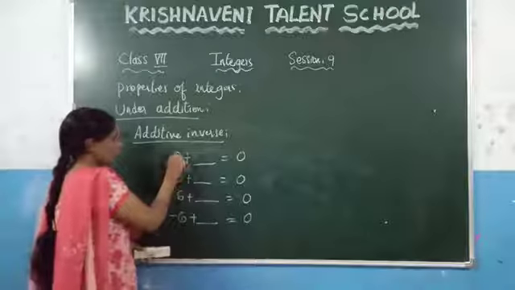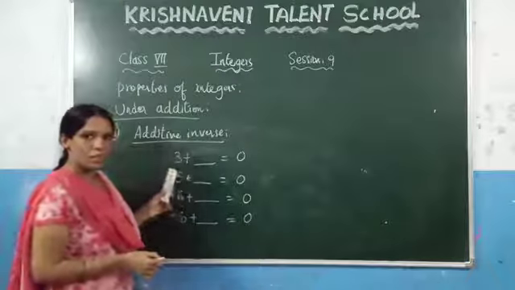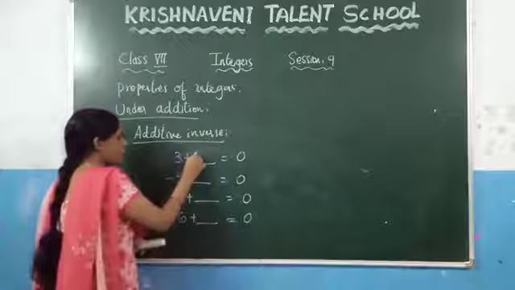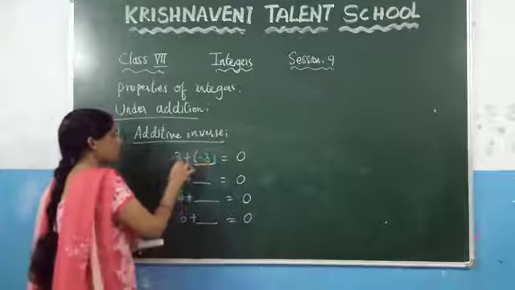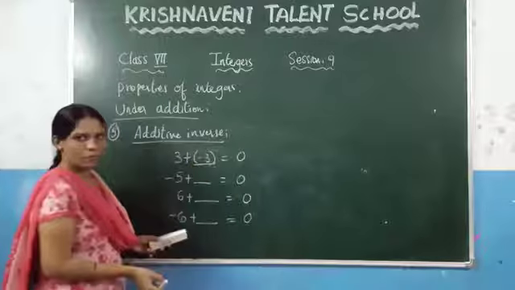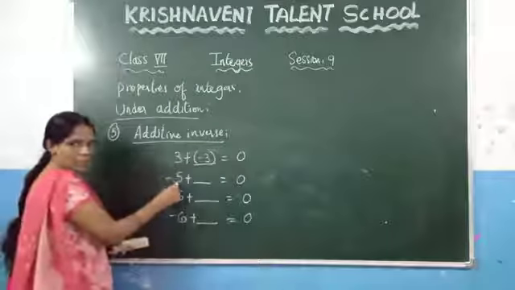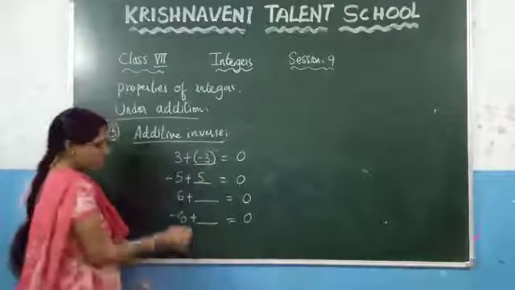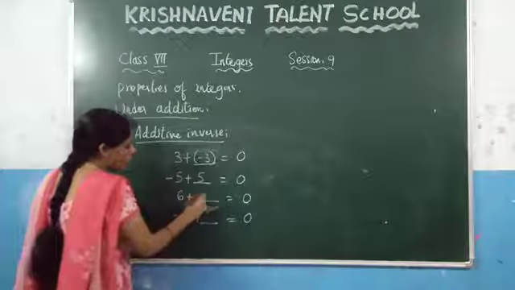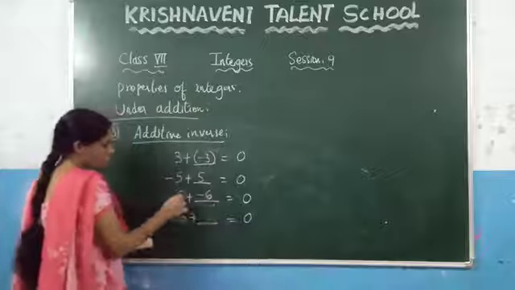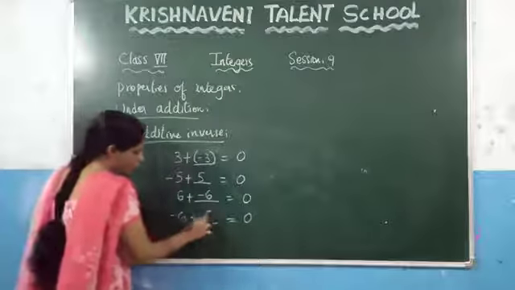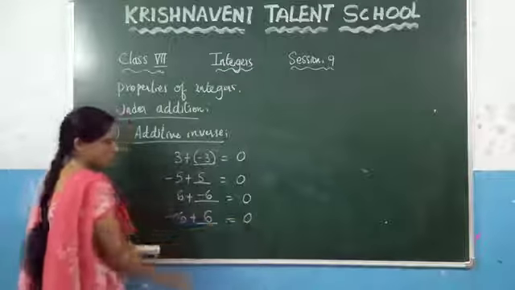Very simple. You just have to change the symbol of the given integer. Here 3 is there. If you add minus 3, you know that 3 minus 3 is 0. Here minus 5 is there. If you add 5, you know that 5 minus 5 is 0. Again here plus 6 is there. If you add minus 6, you know that 6 minus 6 is 0. Again here minus 6 is there. If you add plus 6, you will get the result 0.